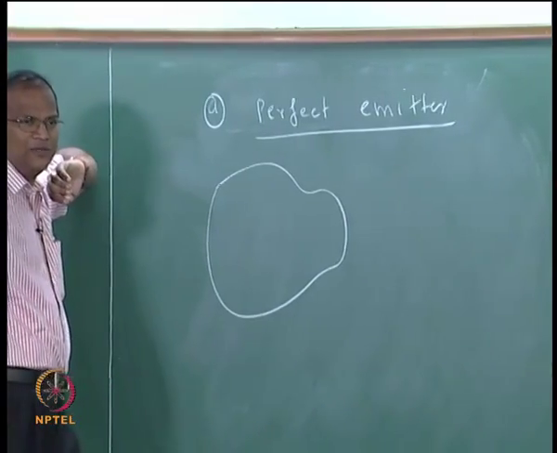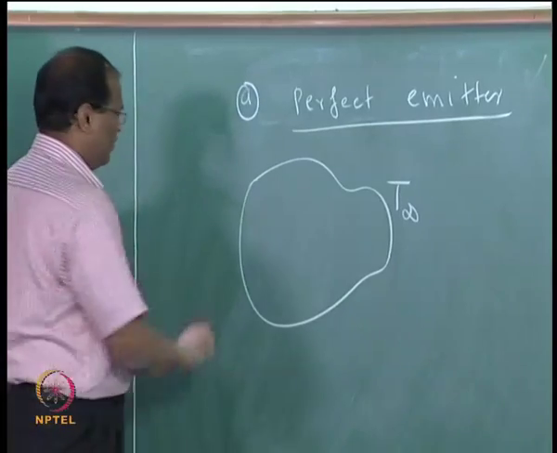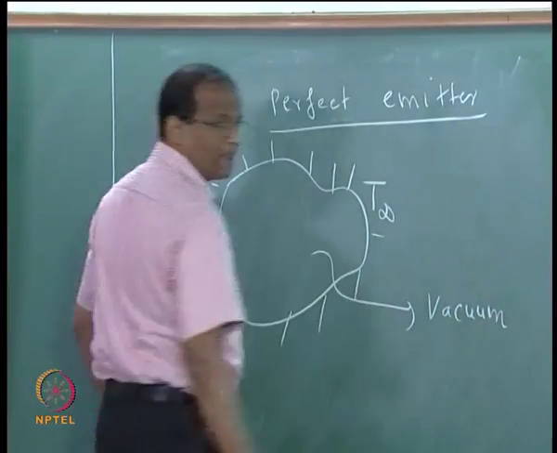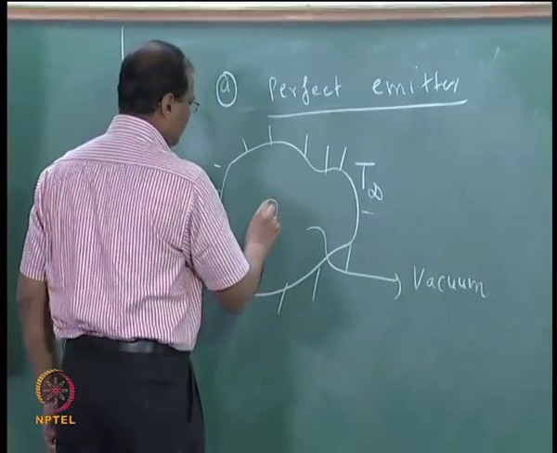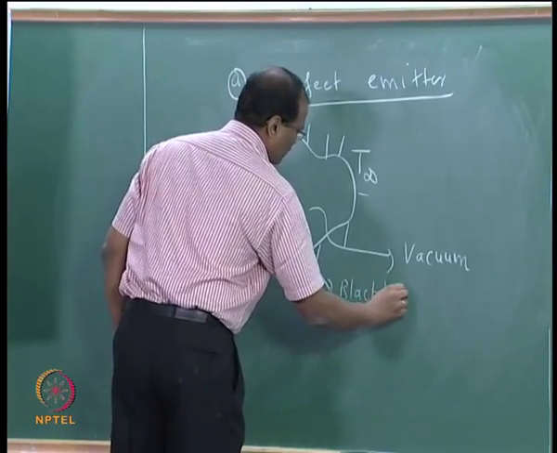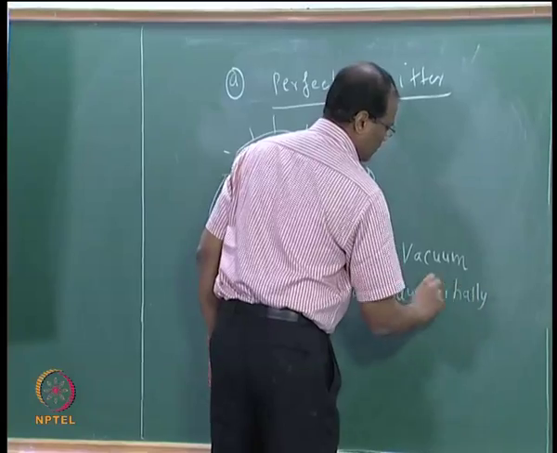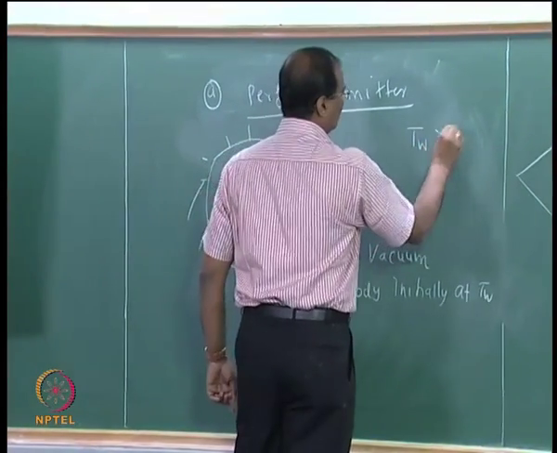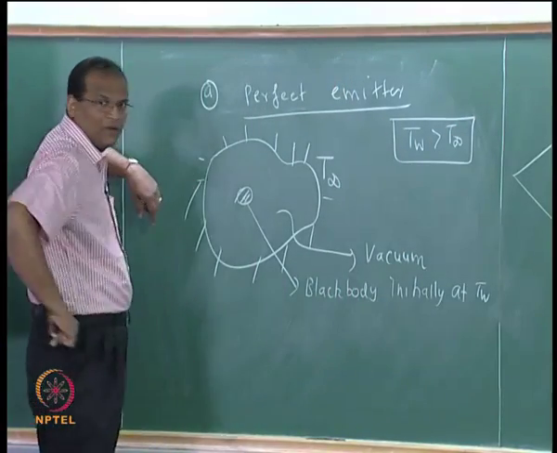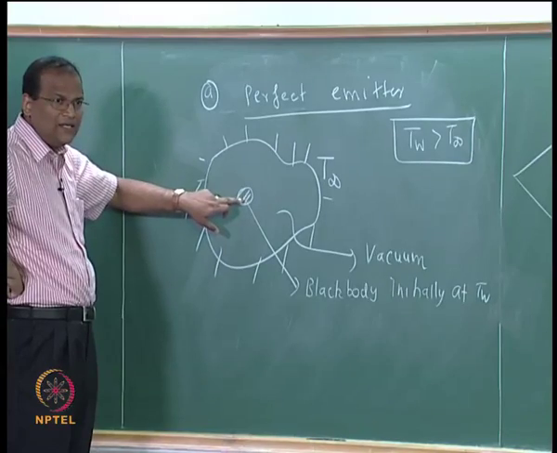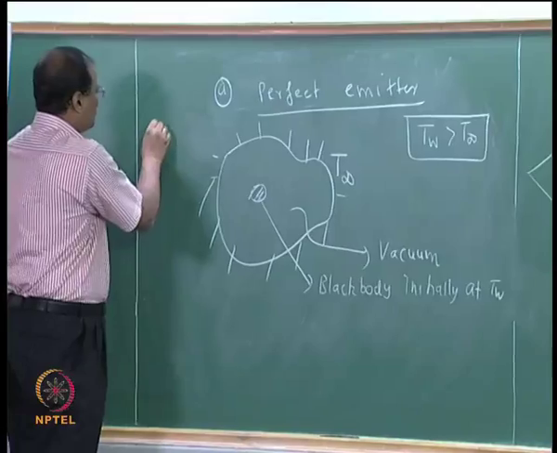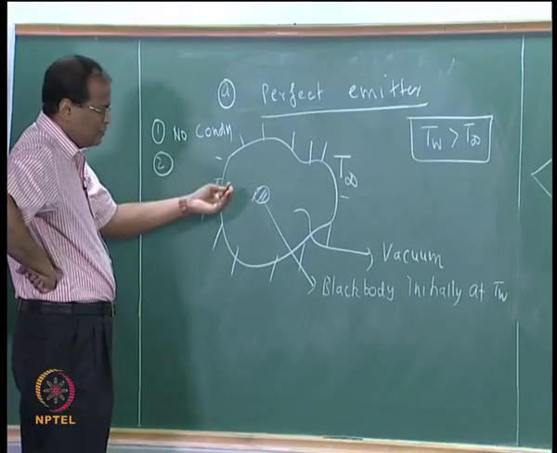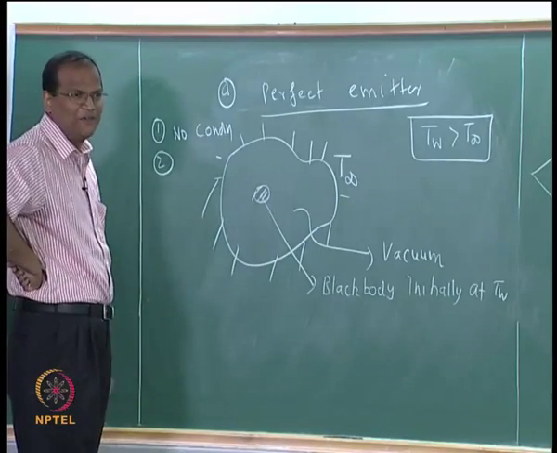Let us consider an evacuated enclosure. The evacuated enclosure is at a temperature of T infinity. So there is vacuum inside. Now I put a small black body, initially at TW. I am saying that TW is greater than T infinity. The black body is not touching the walls of the enclosure. So which mode of heat transfer is prevented? No conduction. It is evacuated, so there is vacuum, there is no medium. So which other mode of heat transfer is prevented? Convection. Okay.